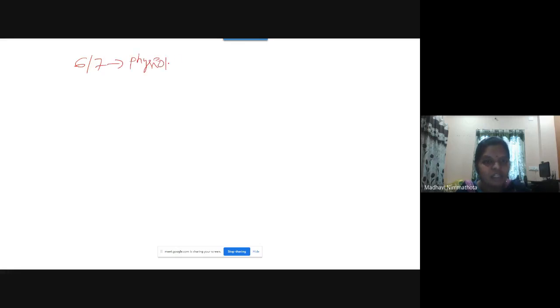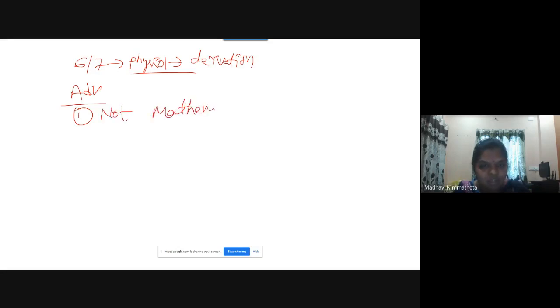In that you need to learn some derivations of the equations. In this unit 2, this matter is enough, and in that you have to learn various advantages of these physiological models. What is the major advantage? Here you do not require any mathematical expression to calculate the PK parameters, right? Then how do you need to calculate?